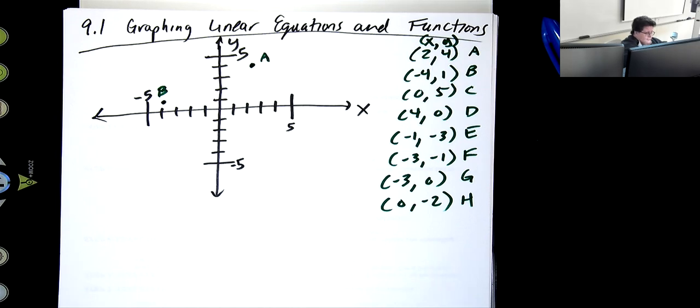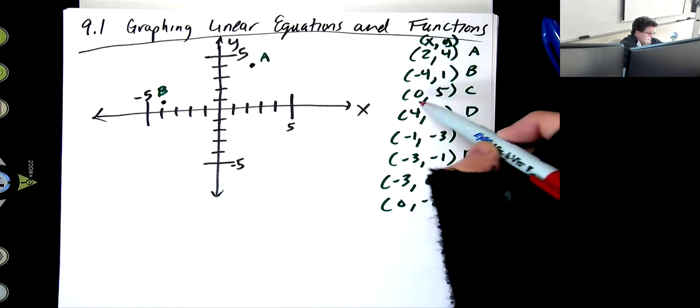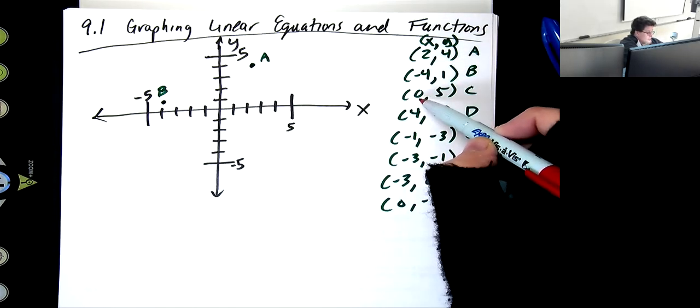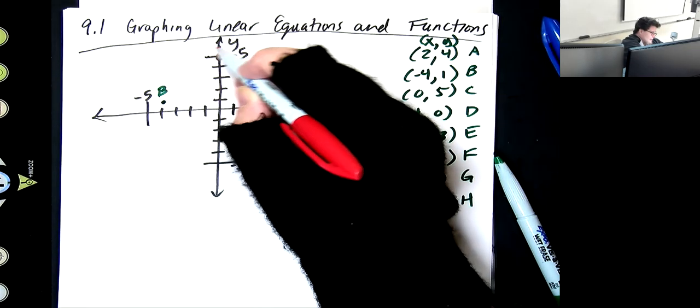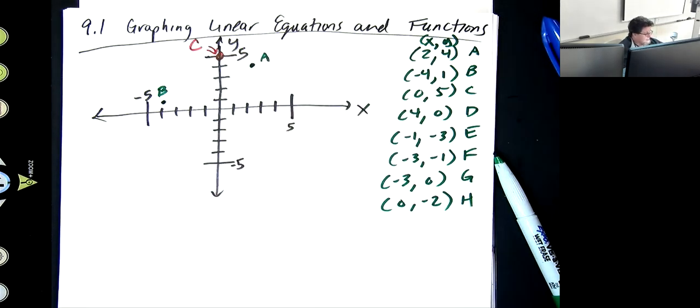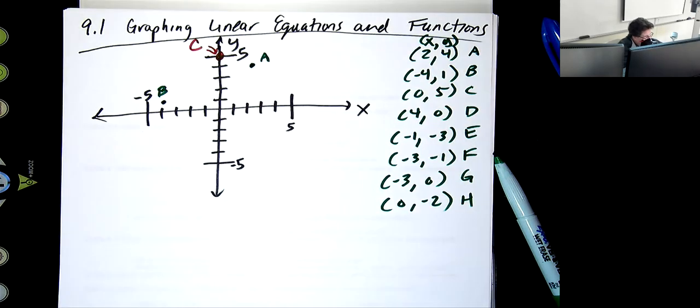For C, I have 0, 5, which means I go left or right 0. I don't go left or right, I just go up or down. And I go up 5, puts me right there. That's C. So when one of the numbers is 0, you are on one of these axes.